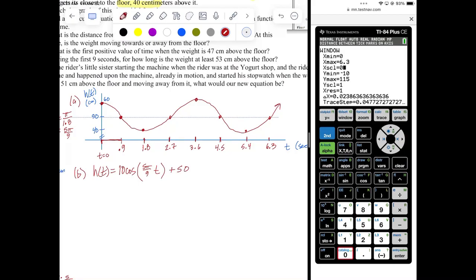And then my y min, I like negative 10. That's 10 below, bless you. And then I'm going to go to 70, which is 10 above. And then I'm going to turn my y scale also to 0. I just turn x scale and y scale both to 0. And that's as far as we need to go. We don't need to worry about the resolution or the change in x or the step or anything. All right, now I hit graph, and you should see something similar to what we sketched.